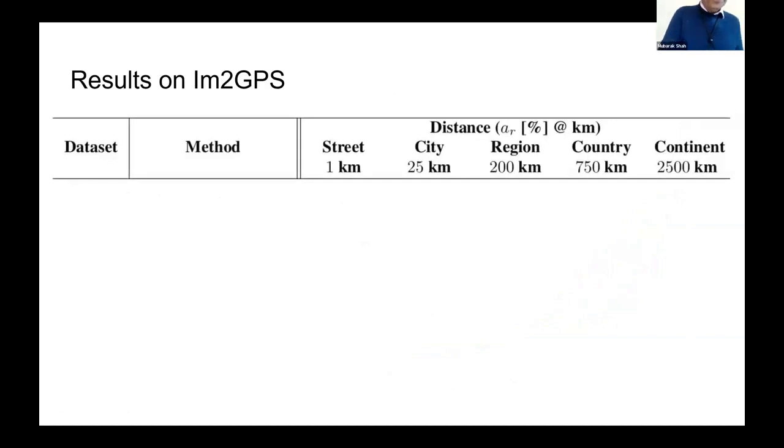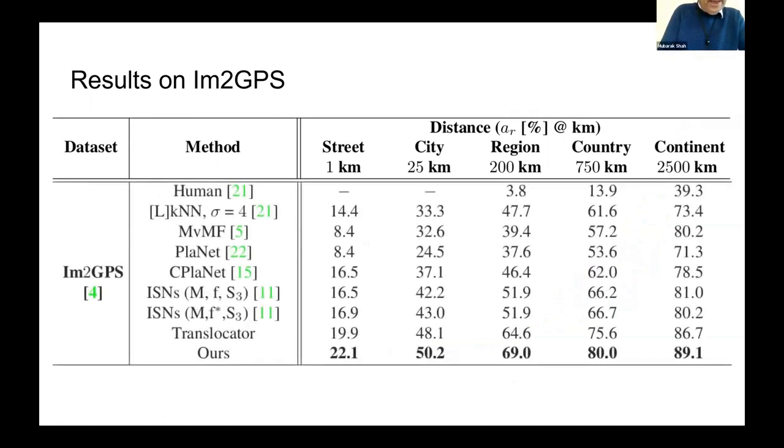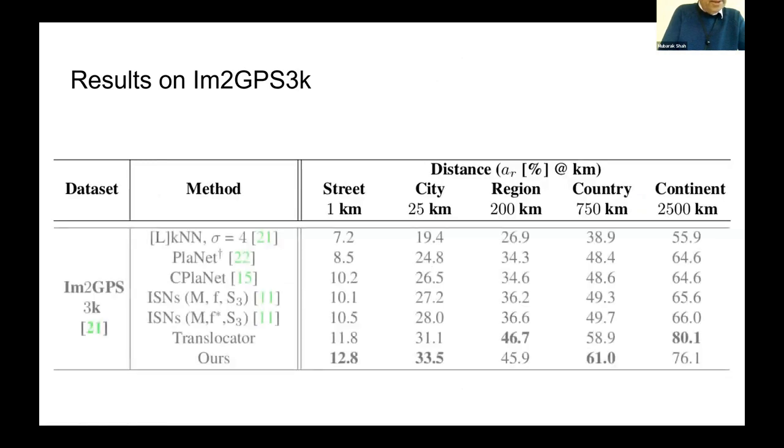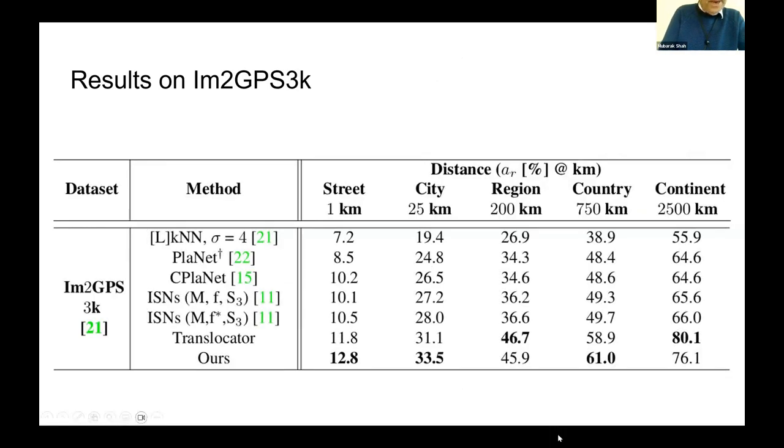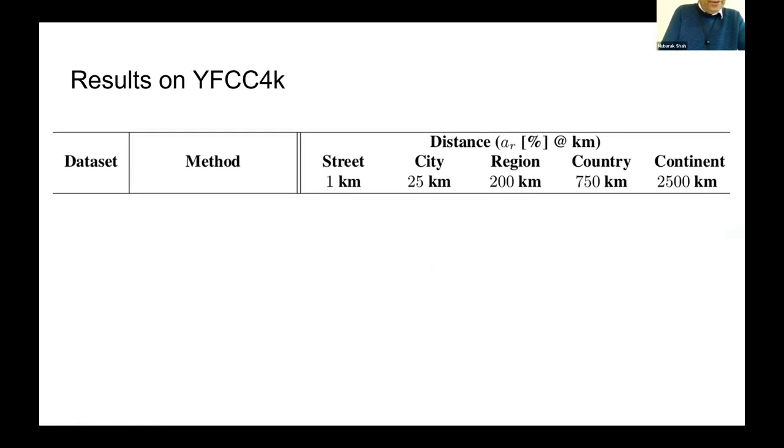So now let me show you the results. Results on image to GPS. This is the whole Earth. We want to localize within street level, city level, region, country, and continent, within these thresholds. We compare with other methods, and we get pretty good results. As you see here, we have state of the art results. This is on 3K. Again, we do better. In a couple of these places we are tied, or not as good, but we are still getting good results.